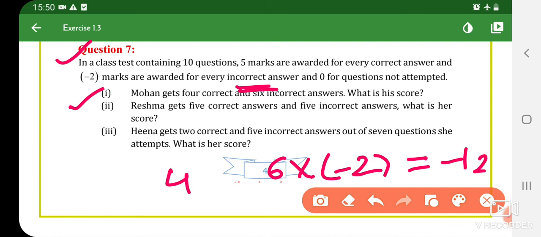And 4 answers are correct. That means 4 times 5 marks, so that is 20 marks. So let's see the solution.